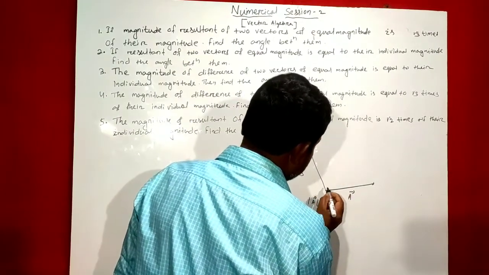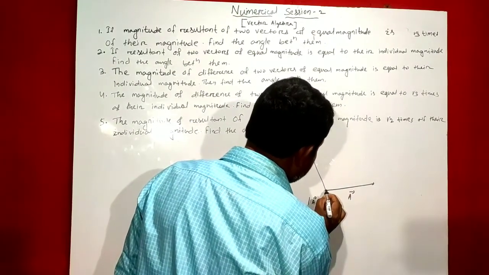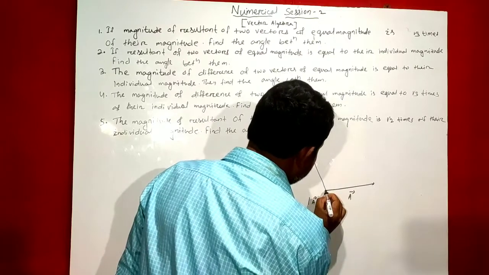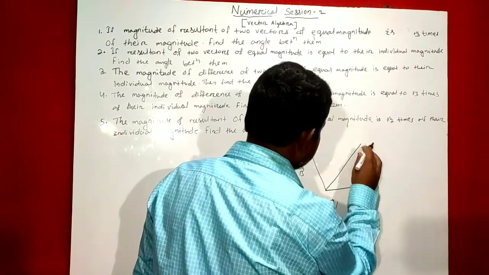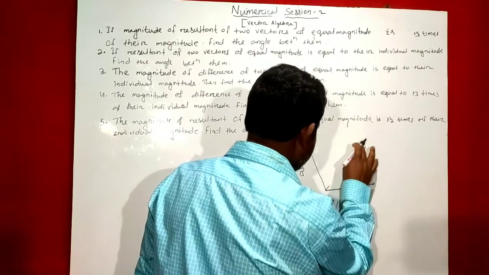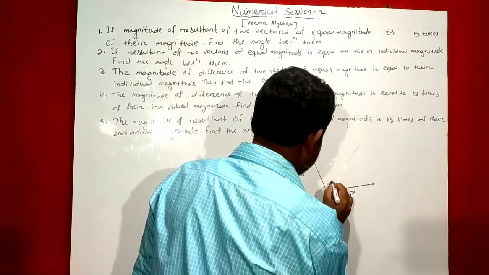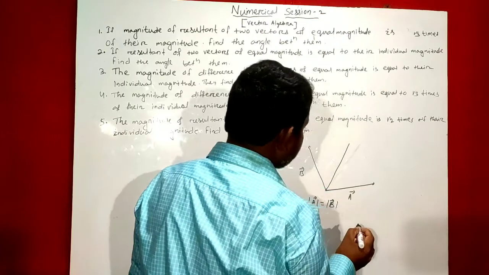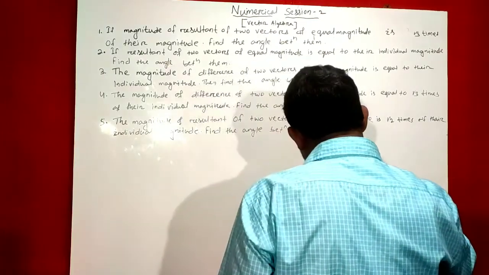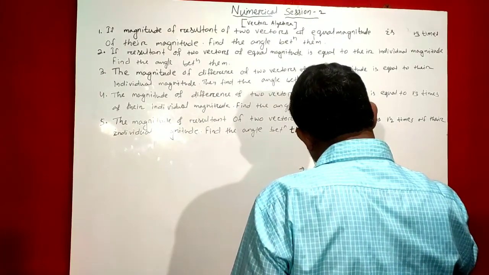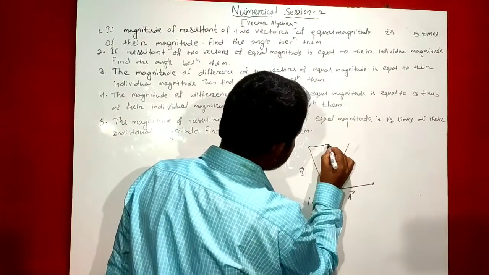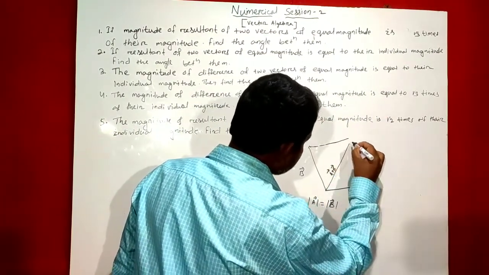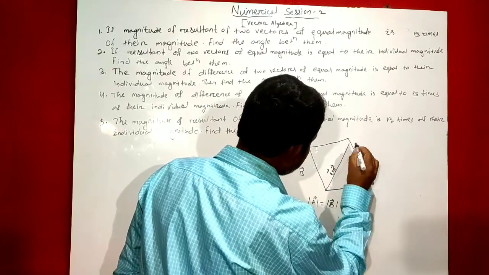Then their resultant will be this diagonal, which is a plus b, represented by this diagonal, completing the parallelogram.